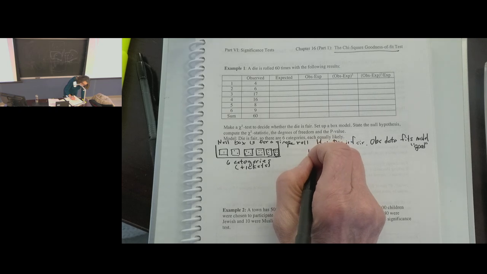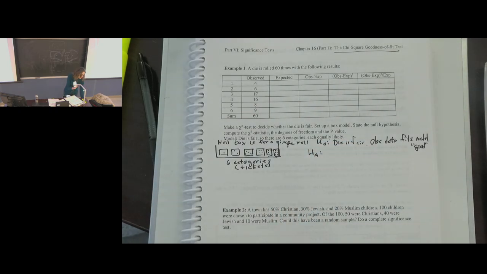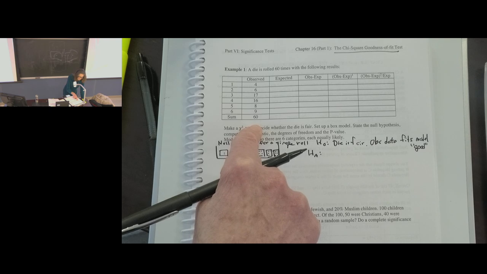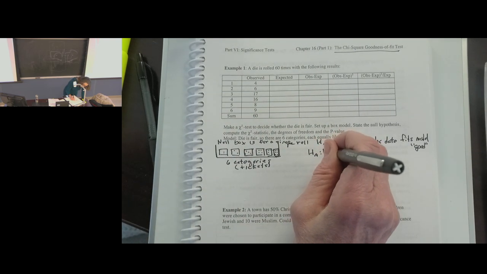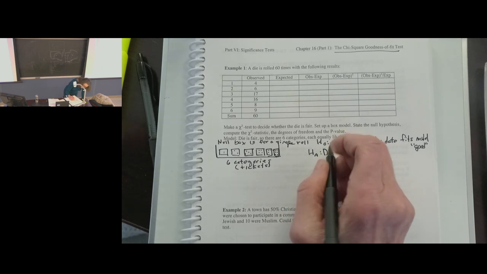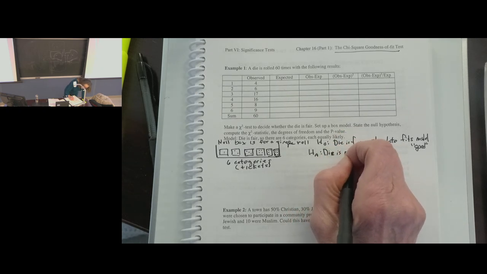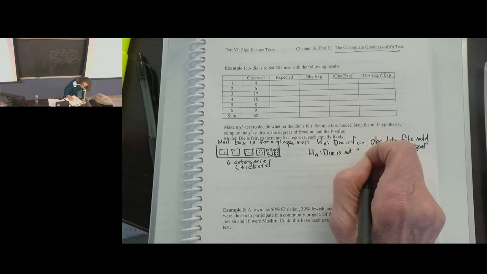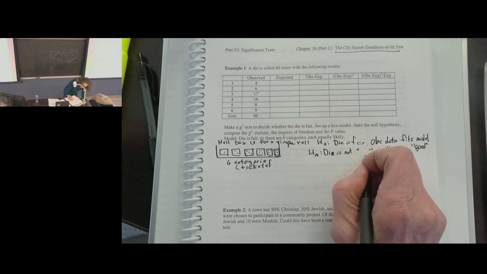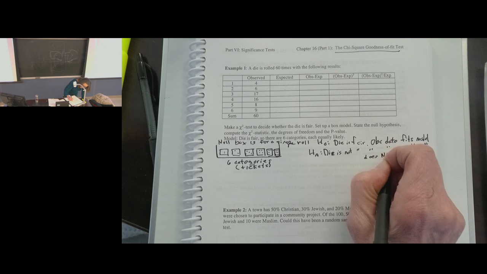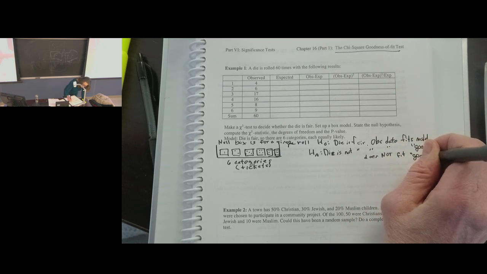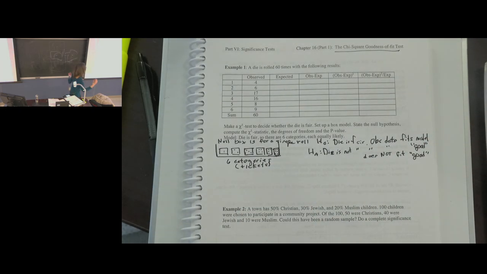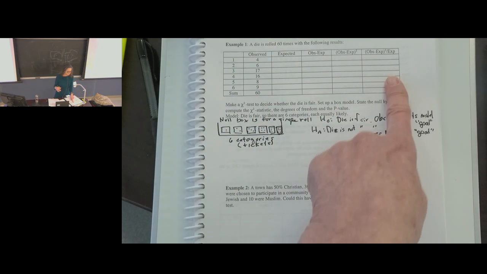And what's our H alternative is, the die is unfair. And this is very unlikely. This does not fit this model. Observed data does not fit good. It doesn't fit that model. There's too many. It's too uneven. Okay, so we have to look at all the categories. So that's what I'm doing here.